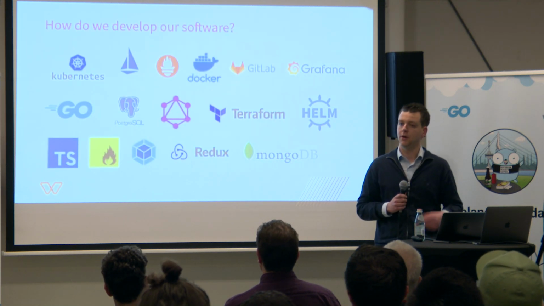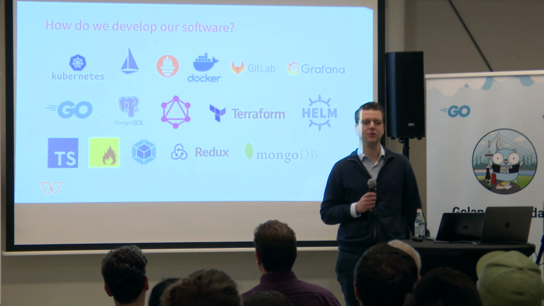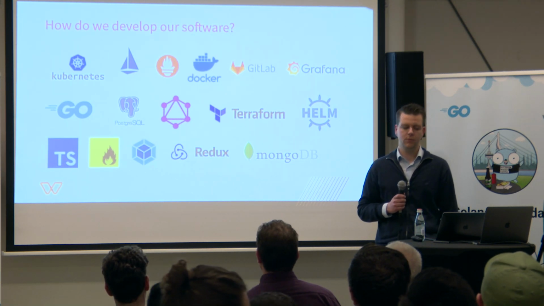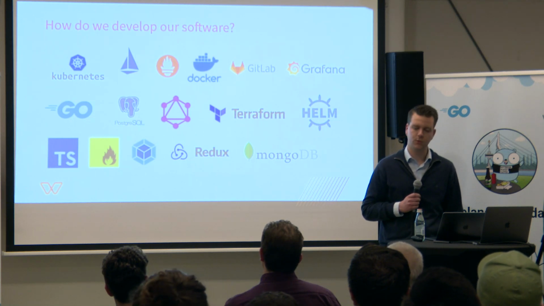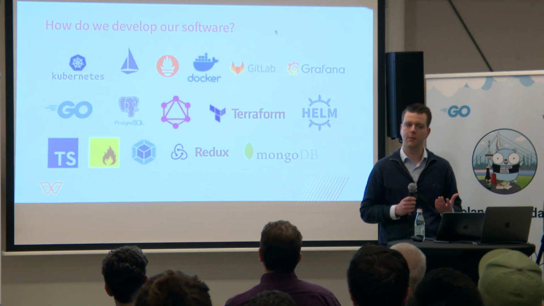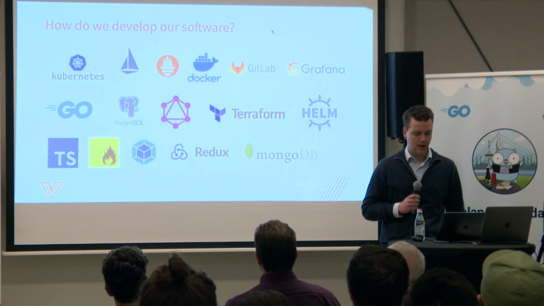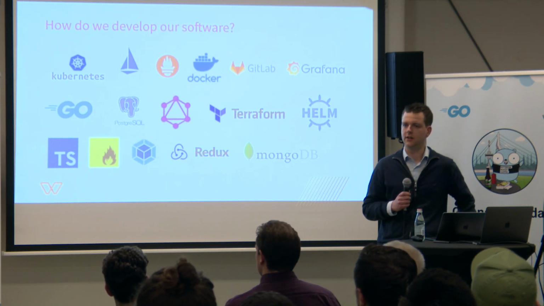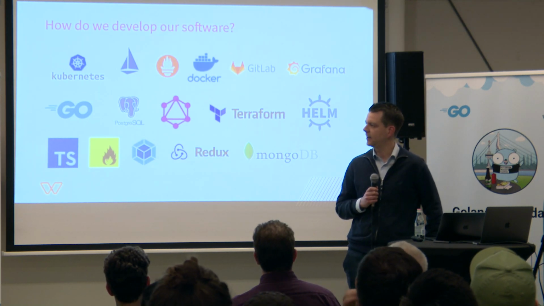So how do we develop our software? Well, obviously we use Go. We deploy our apps on Kubernetes with Istio. And we build our front end with web components based on lit element. And we write those in TypeScript, and we use other techniques like Redux and Sagas.